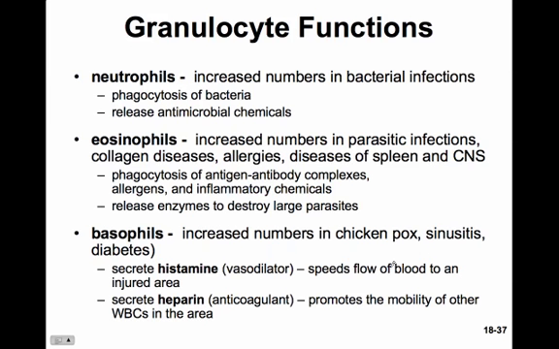The basophils increase in numbers in situations like chickenpox or sinusitis and diabetes. They secrete histamine, which is a vasodilator. It speeds blood flow and helps repair the injured area. They also secrete heparin, which is an anticoagulant, and this promotes mobility of other white blood cells in the area because the blood is thinner.